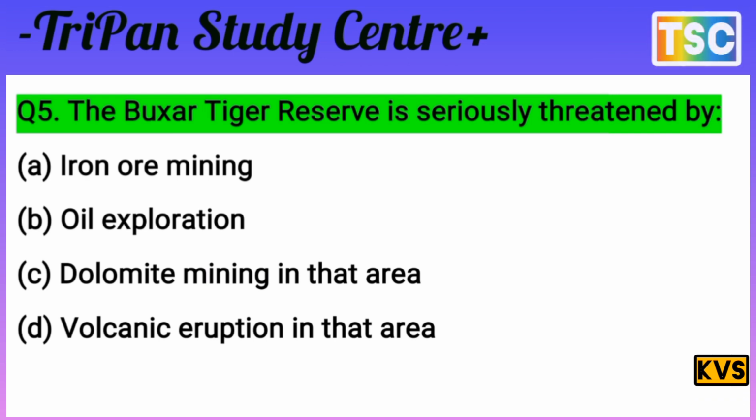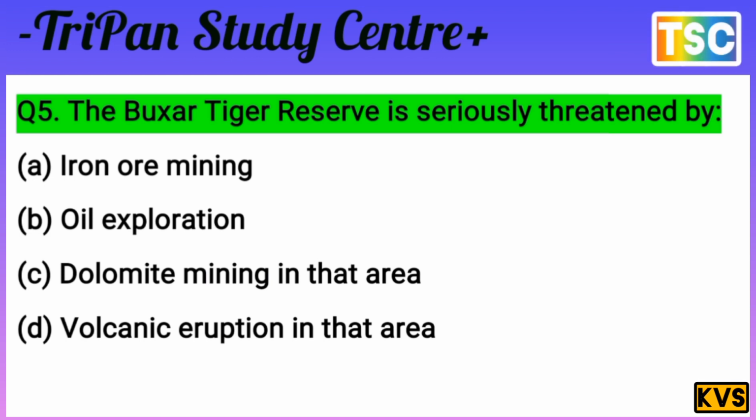You must have a thought of your answer. Let's see what the answer to this question is. The question is: Buxa Tiger Reserve is seriously threatened by what? The options are iron ore mining, oil exploitation, dolomite mining in that area, and volcanic eruption in that area. Now let's eliminate.